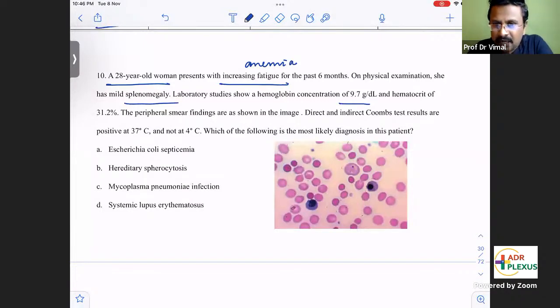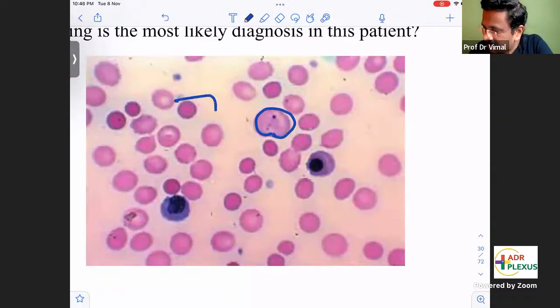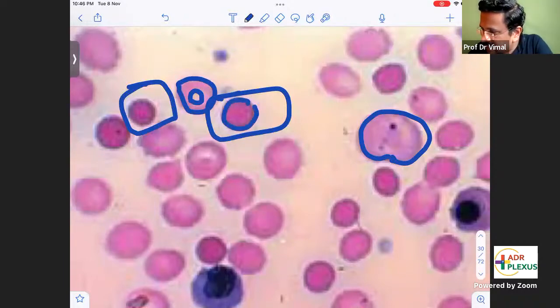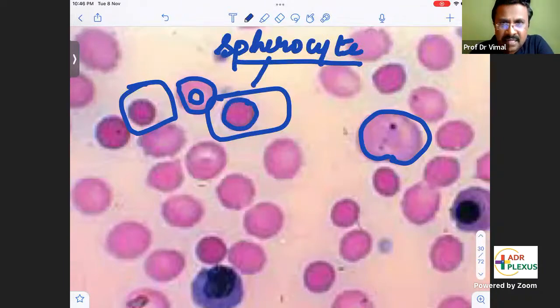Another important clue they are telling you is in the peripheral smear findings. In the peripheral smear, you can see some enlarged cells and also some small cells, and these cells appear very spherical. They are not LE bodies. If you see, there is no central pallor. Here, this cell has a central pallor. This is a normal RBC with a central pallor. But these are all cells without any central pallor. So these cells are called spherocytes. Spherocytes will not have central pallor.